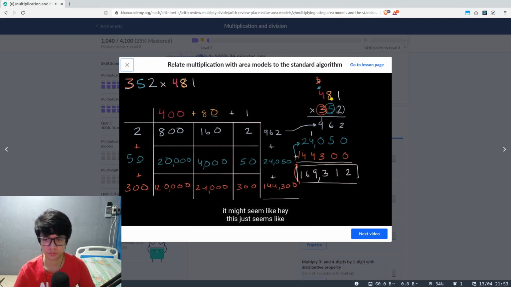And so when you just learn this method, the standard algorithm, some people might call it, it might seem like, hey, this just seemed like a little bit of magic. But all you're doing is you're going to each of these places and you're distributing it. You're multiplying it times 400 plus 80 plus 1 to get this. Then you're multiplying 50 times 400 plus 80 plus 1. And then 300 times 400 plus 80 plus 1. Exactly what we did right over here.